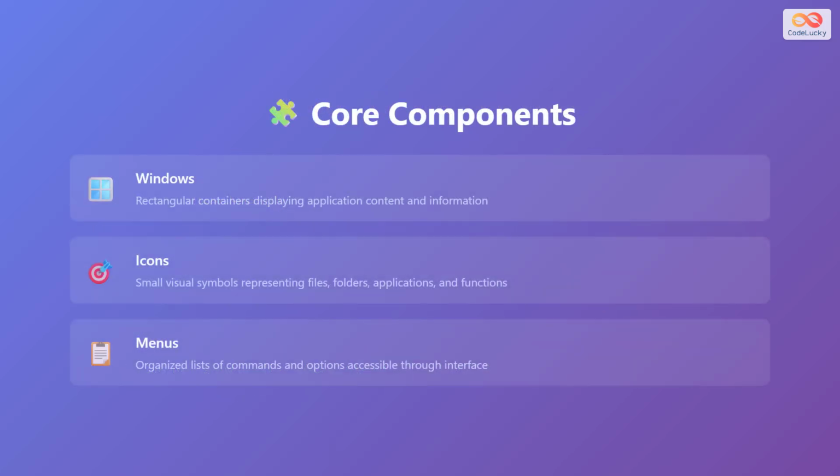Every GUI has three core components. Windows are rectangular boxes that display information and let you work with applications. Icons are small pictures that represent files, folders, and programs. Menus are lists of commands organized in a logical way that you can click to perform different actions. Together, these three elements make up the basic building blocks of any graphical interface.